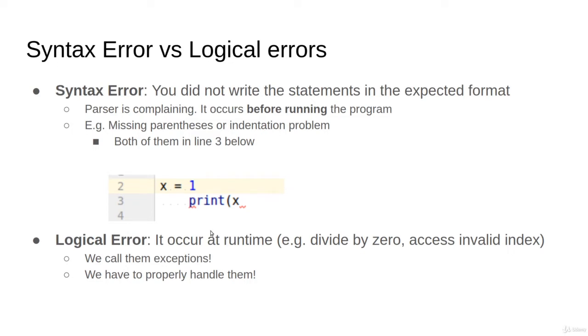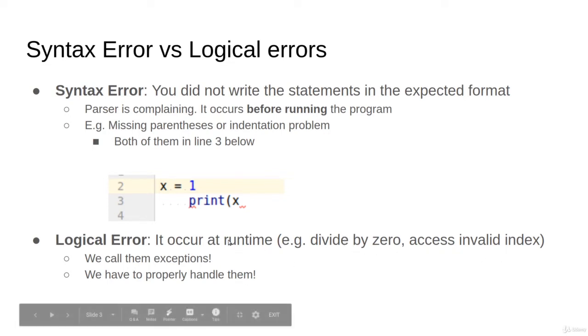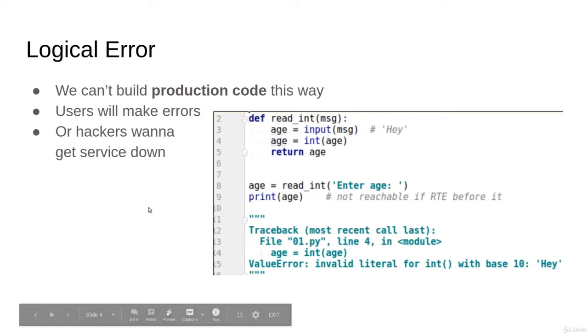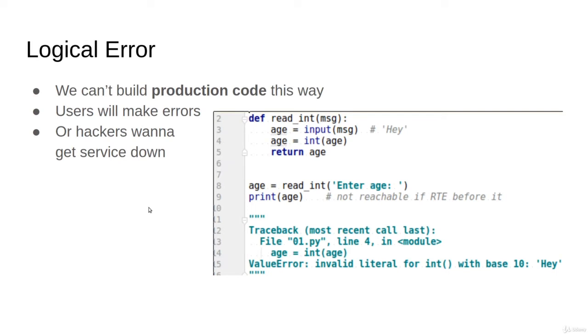The logical error, and also we know it so far, is an error happening during the runtime of the program. Something like division by 0, accessing an array with an invalid index. When these errors happen, we call them exceptions, and we need to handle them in a proper way. Let's give an example of a logical error. Let's read this code. Take a minute to read it.